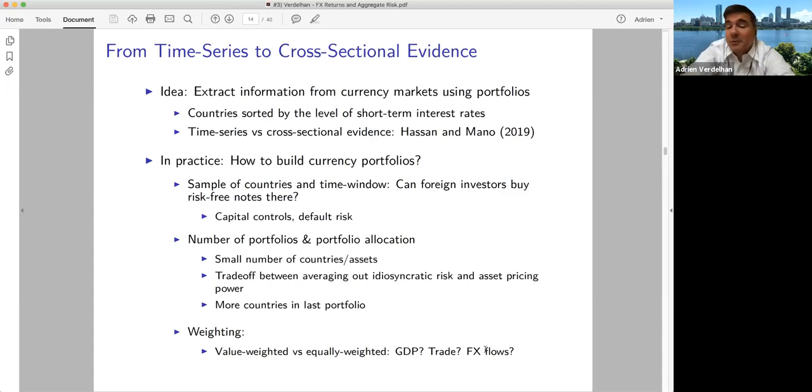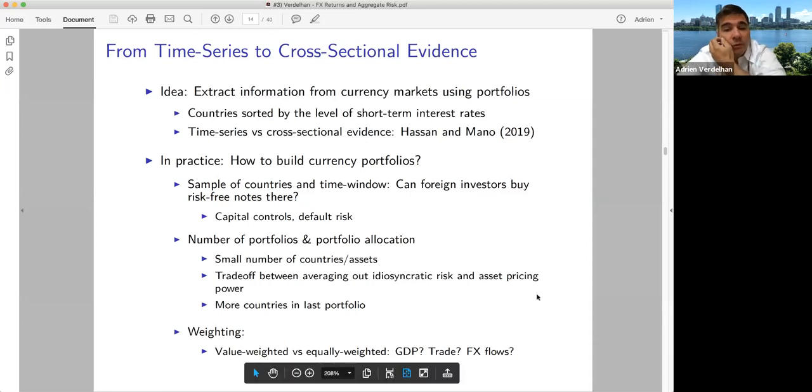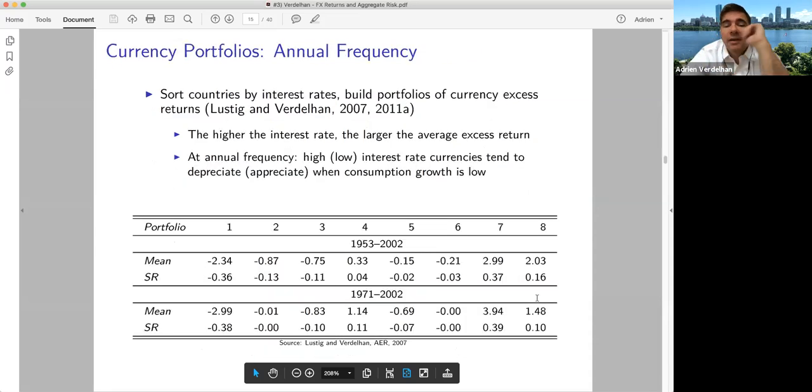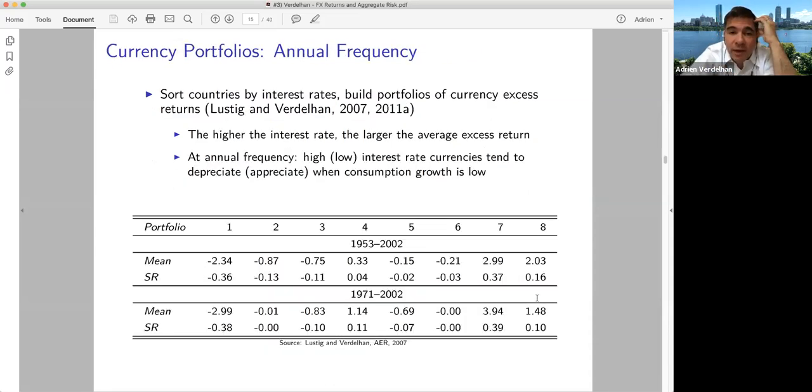Okay. And then there are questions like weighting. How should you weight currencies? How should you weight countries? If you're influenced by the literature in international macro, you're going to think about trade. Maybe if you're more international finance, you want to think about the international flows, the capital flows. Honestly, we didn't know how to think about that. So what I'm going to show you are just equally weighted portfolios. But here, these are open questions, right? So I'll show you first the first thing we did with Hanno when we built this large sample of countries starting in 1953. And for the first time, we built currency excess returns in those portfolios.